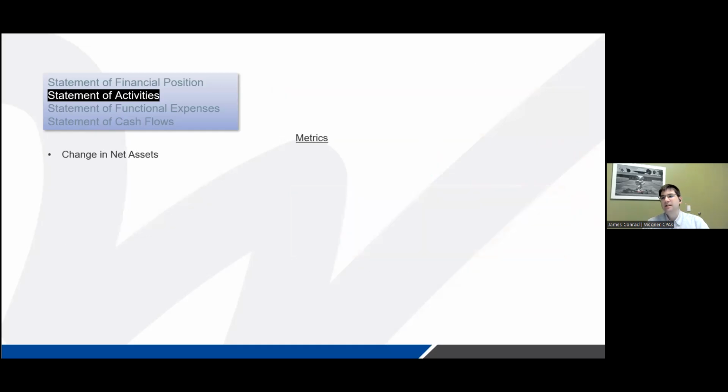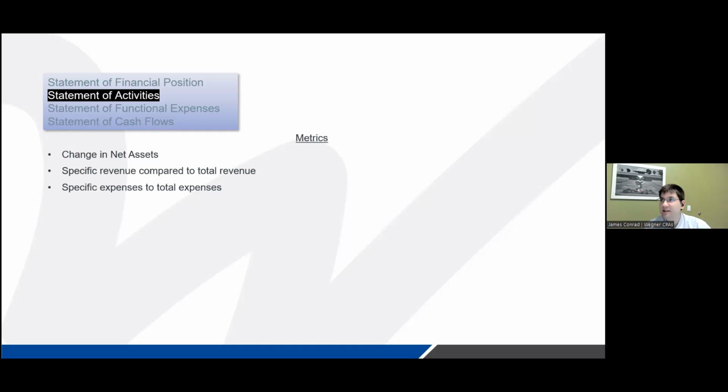All right. So metrics on the statement of activities. We have simply the change in net assets. You know, what's your bottom line? Did you make money, lose money? Specific revenue to total revenue. If you're a membership organization, for example, was your membership really good? Was your membership poor? Are you heavily grant-based? How diversified is your revenue? Something to look at there.